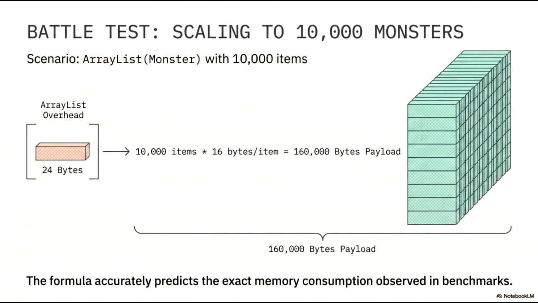To perform a bottle test of our scaling capabilities, let's examine a scenario involving an array list containing 10,000 Monster items. The structure begins with a minimal array list overhead of 24 bytes. From there, the memory footprint scales linearly based on the payload size. By multiplying 10,000 items by the 16 bytes required per item, we arrive at a total payload of 160,000 bytes. This mathematical formula has proven highly reliable, accurately predicting the exact memory consumption observed in our benchmark results.